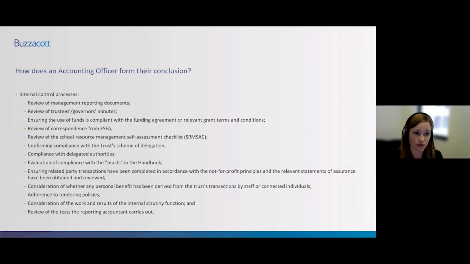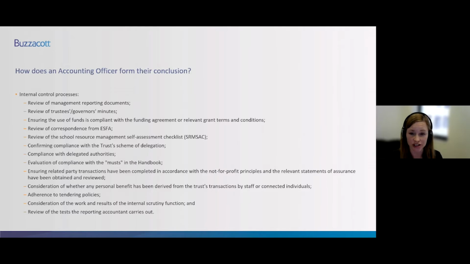The second area is review of trustees or governors' minutes. So this is to ensure that the board is carrying out its role effectively. And that ties back to the accounting officer's duty to raise concerns that we touched on earlier. We then have ensuring the use of funds is compliant with the funding agreement or relevant grant terms and conditions. So this includes the use of GAG funding and other restricted funds such as pupil premium, COVID funding, capital grants, etc.